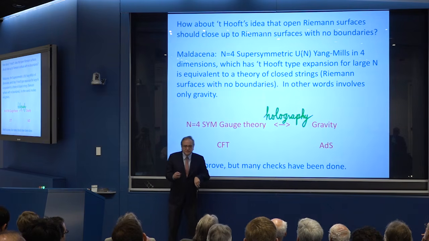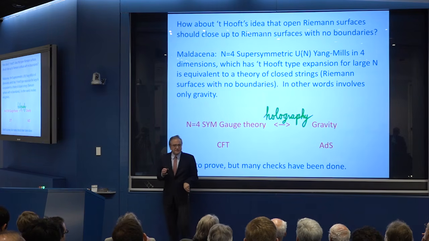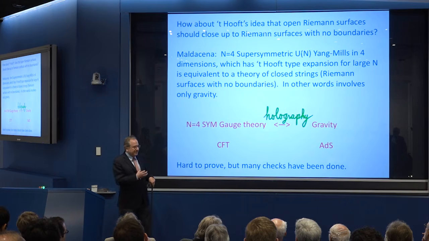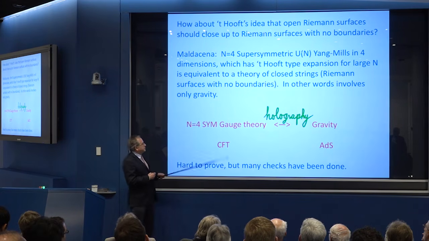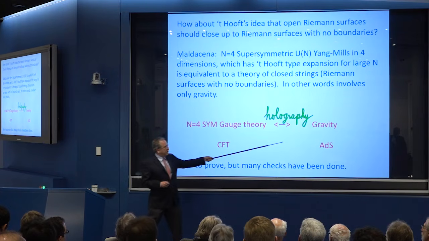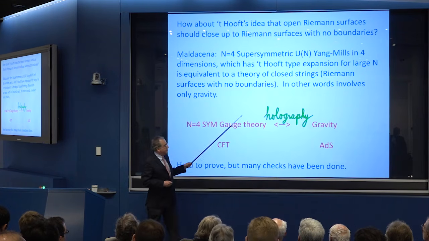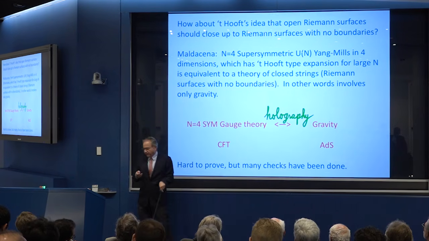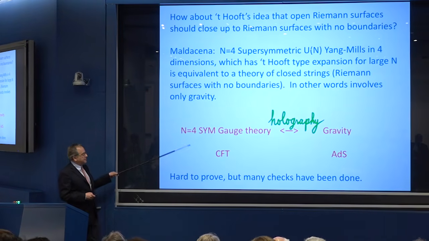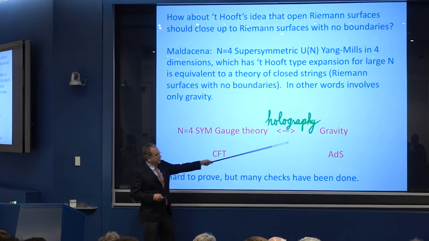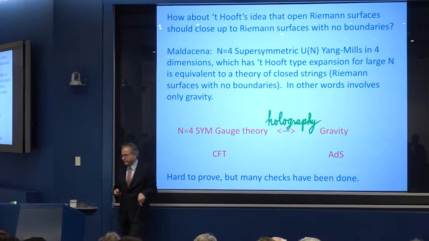No boundaries means, in physics language, there's no gauge field left over. At least there's no basic N degrees of freedom left over. And that means it's just a theory of gravity. So it relates a gauge theory to a gravitational theory. And that is one of the amazingly important topics in string theory called holography. It connects a gauge theory, in this case a conformal field theory, to gravity, in this case in the context of AdS.